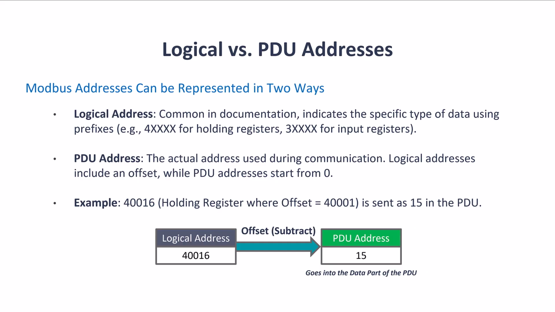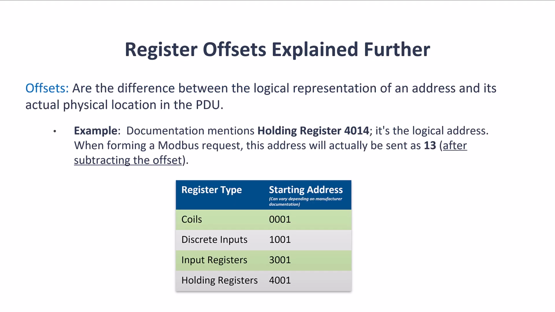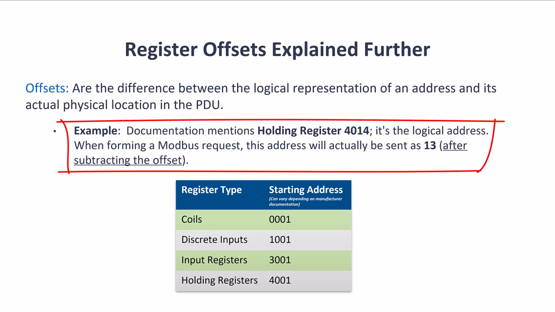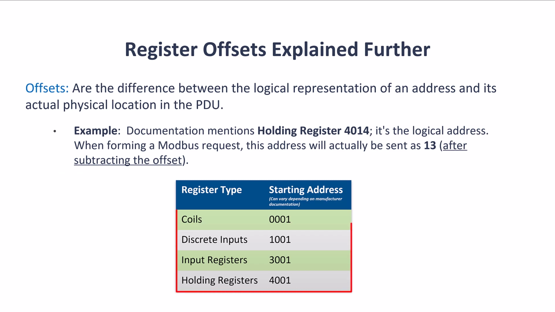To make this clearer, let's look at another quick example to further explain how these register offsets work. So for example, if your documentation says to read holding register 4014, the Modbus request will actually use address 13 because we subtract the starting offset of 4001. This same idea applies to all register types. Each type starts at a different offset, which we subtract to get the PDU address used in communication.